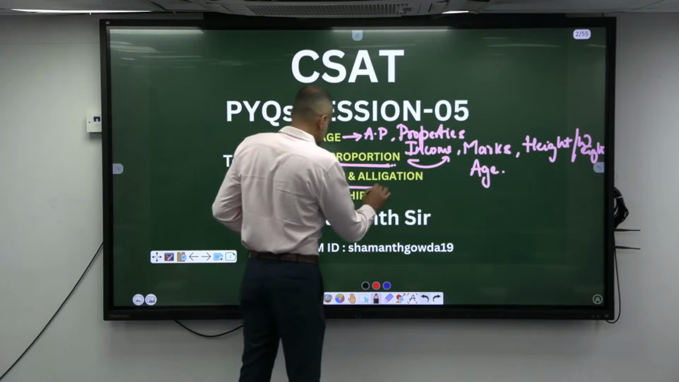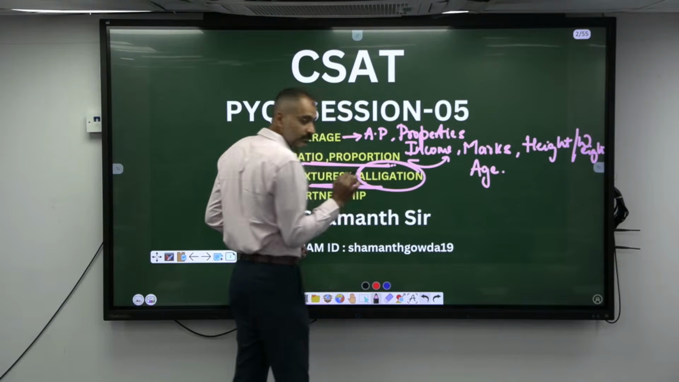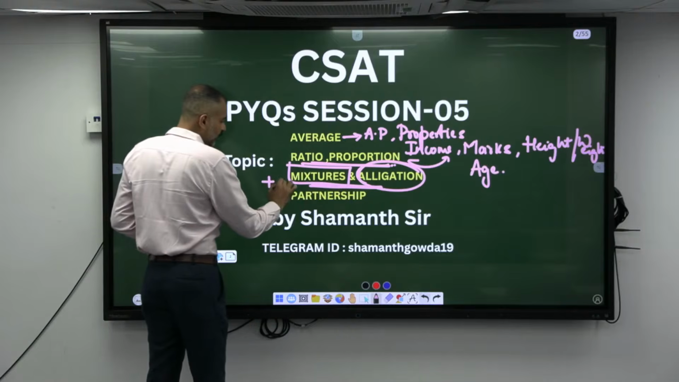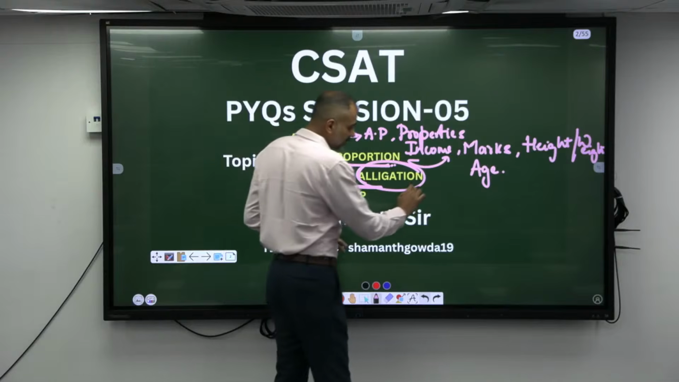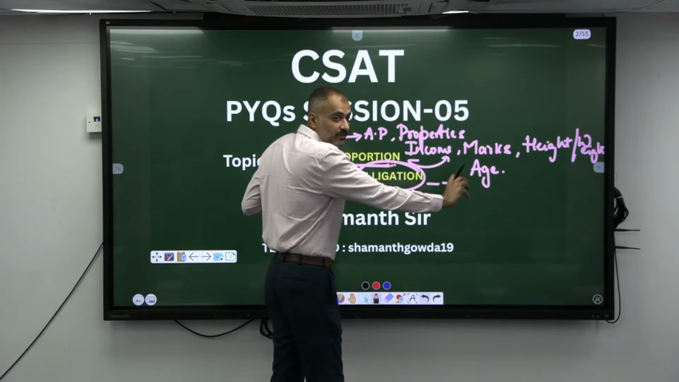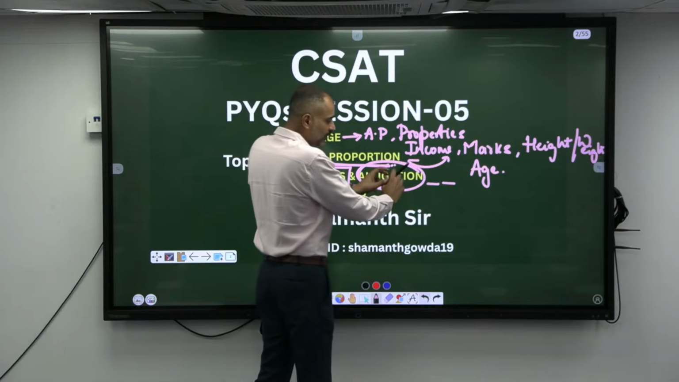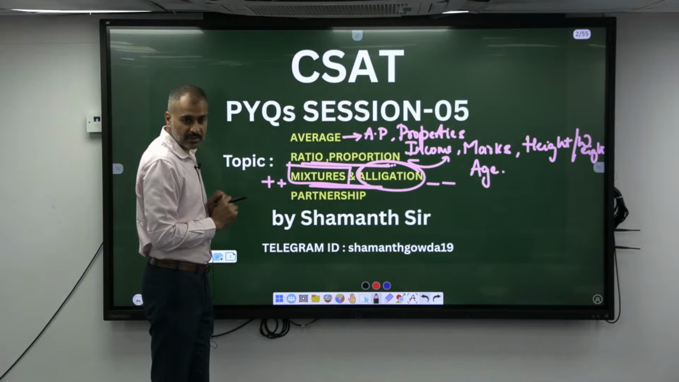In the case of mixtures and alligation, alligation is a technique of solving questions. Mixture is mixing of two or more elements to form an end result. Alligation is, in that mixture, we have to take out the ratio of that mixture. This is like integrating and making a mixture. This is already a mixture, we have to take out the ratio of that mixing. That process is alligation.